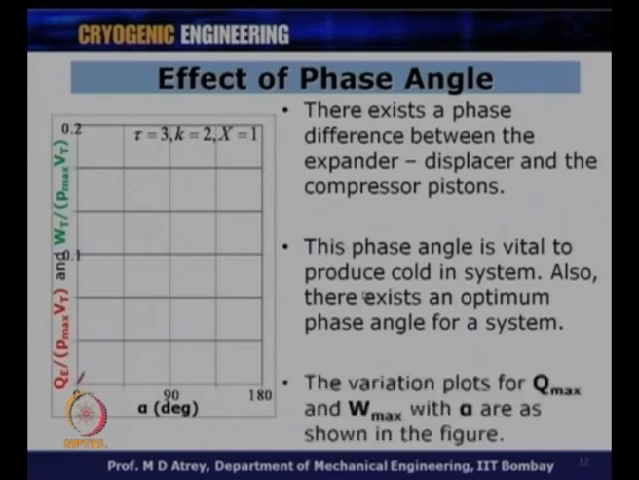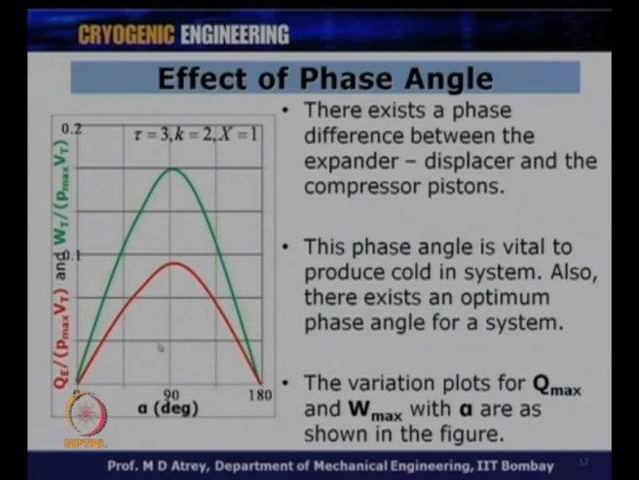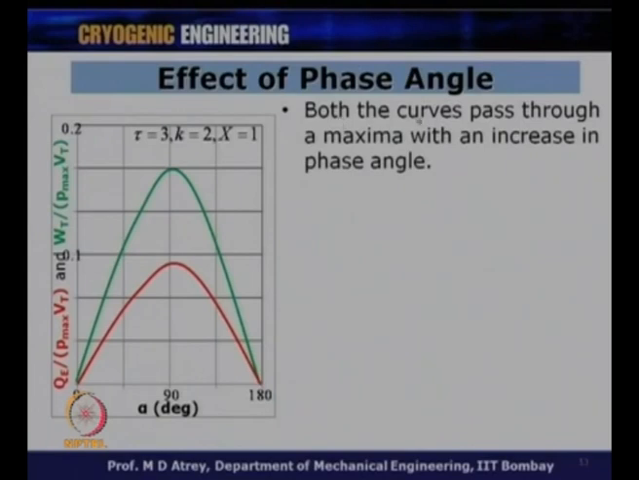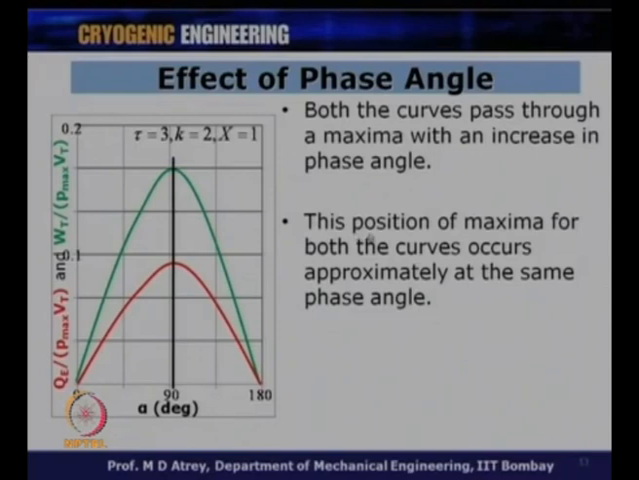So, if I just plot Qmax and Wmax variation against alpha, we can see that both these curves go through a maximum during the travel of alpha. The variation plots of Qmax and Wmax with alpha are shown in this figure, and we see both the curves pass through a maximum with an increase in the phase angle. The position of maxima for both the curves occurs approximately at the same phase angle. So, you can see that the maximum is somewhere around 90, very close to 90, and Wmax is maximum for that phase angle and Qmax is maximum for that particular phase angle.